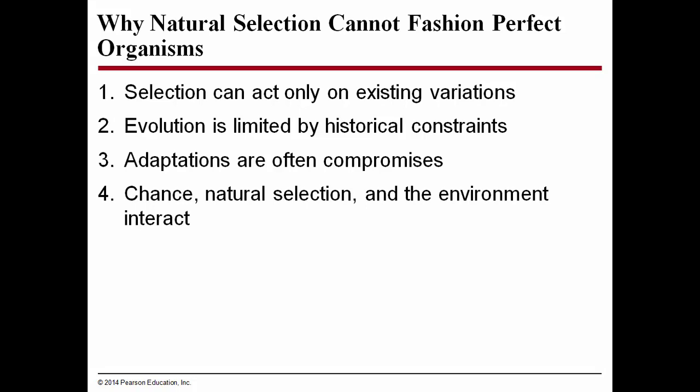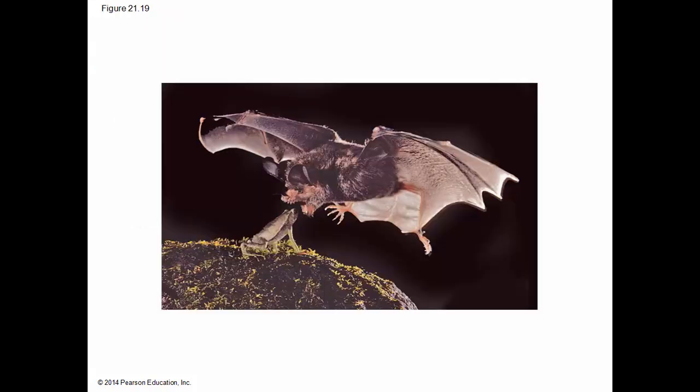Chance, natural selection, and environment interact. So the chances of different mutations, natural selection, and the environmental impact all interact to produce organisms that evolve into the habitats that they exist in today.